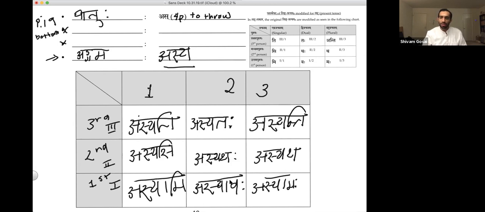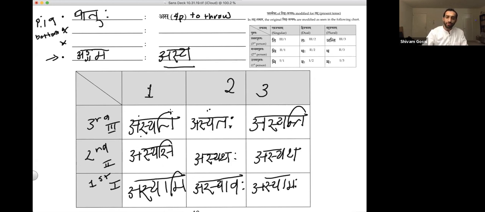Okay, so now we only have 1 more minute. What I want to show you is how we translate this. So third person singular, asyati: he throws. They two throw. They all throw. Then you throw, you two throw, you all throw. Then first person: I throw, we two throw, and we all throw. Okay? So that's how we would translate this.